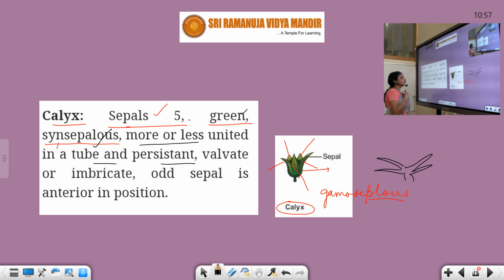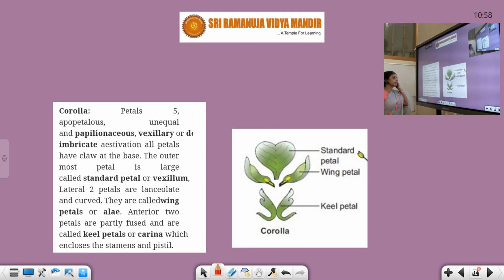Aestivation, valvate or imbricate, we will see in the floral diagram. In the floral diagram, we will see how the valvate and imbricate aestivation is present. And the odd sepal, there are 5 sepals, so the odd one is at the anterior side. It is present at the anterior position. I hope you understood this. In the floral diagram, we will discuss how it looks. Now, the corolla. The petals are 5. 5 petals are present.